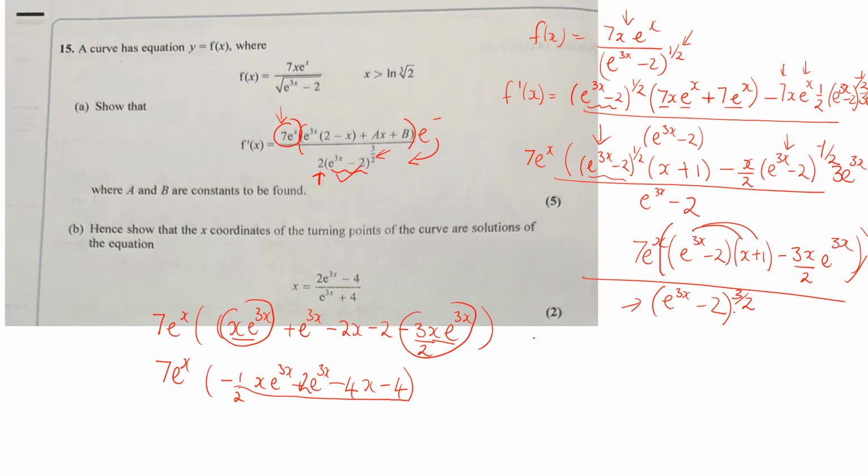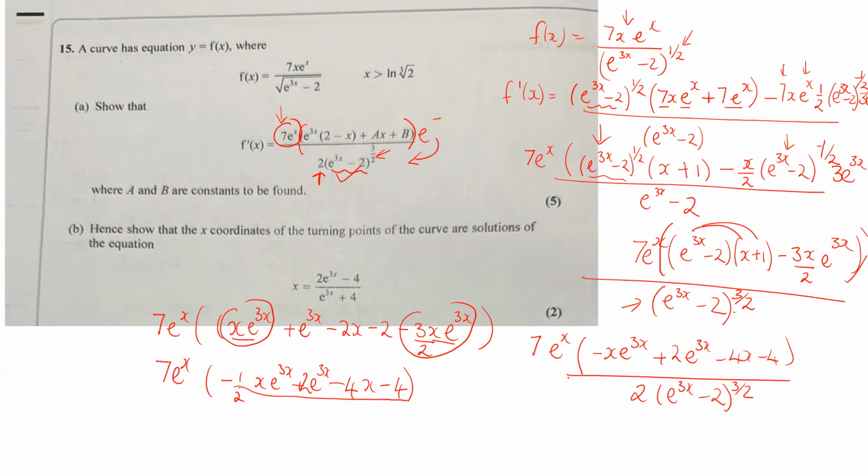So I'm going to have on the top 7e to the x minus x e to the 3x plus 2e to the 3x minus 4x minus 4. And then let's bring the denominator back in. It's going to be 2e to the 3x minus 2 all to the 3 over 2.